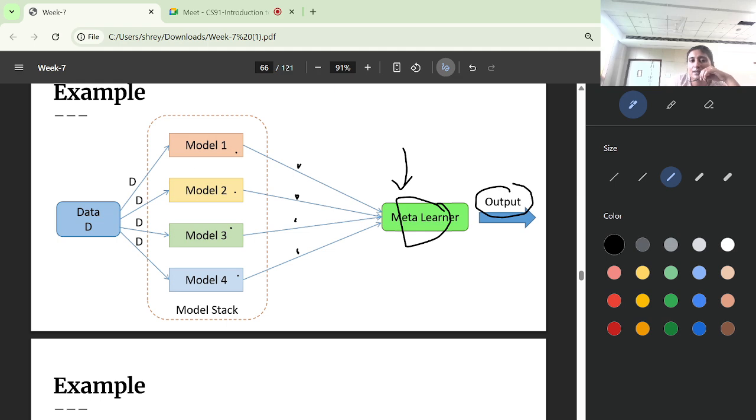Why stacking? Because this is the first layer where different models are there, and this is the second layer where the meta learner is there. So the meta learner is stacked over this bagging thing, right? That's why it is called stacking. So it's another method of ensemble technique.